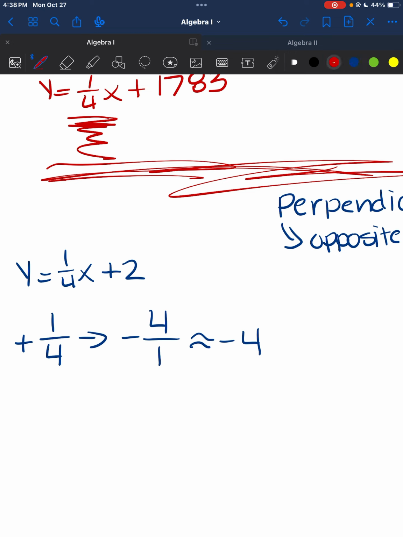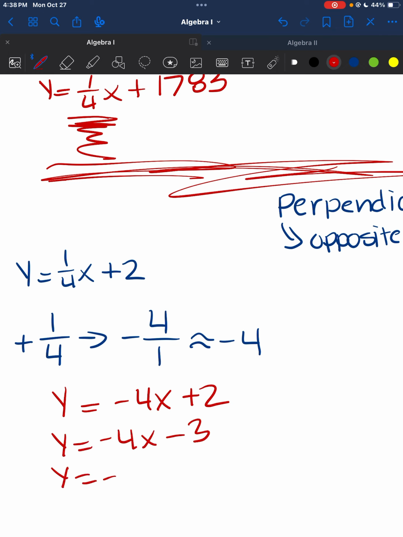So I'm going to make some choices for you. Y is equal to -4x plus 2. If you want to just keep the same y-intercept, okay, because this time there's different equations. Y is equal to -4x minus 3. Y is equal to -4x, let's do a big number, plus 438. It does not matter. It does not matter.